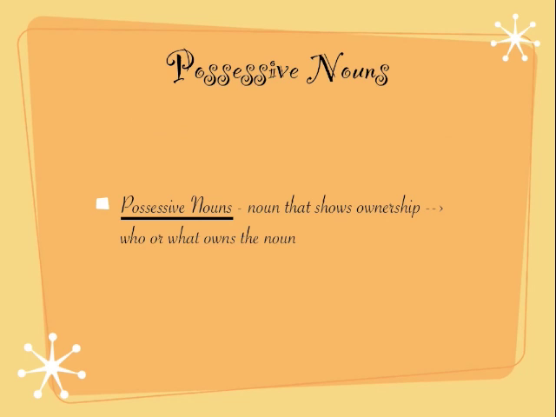Next thing we're going to move on to are possessive nouns. Possessive nouns are nouns that show ownership. Who or what is owning the noun. For example, I have a cat, and her name is Sophie. So she is referred to as Miss Thomas's cat because I own her.